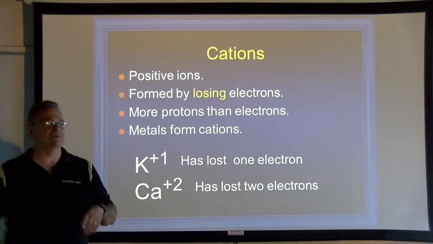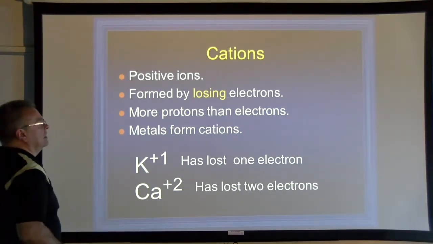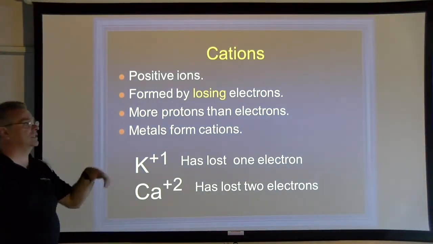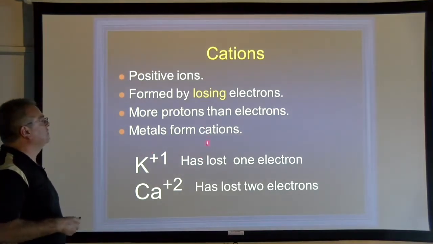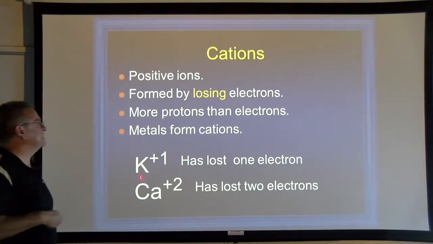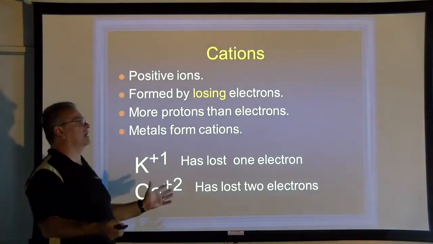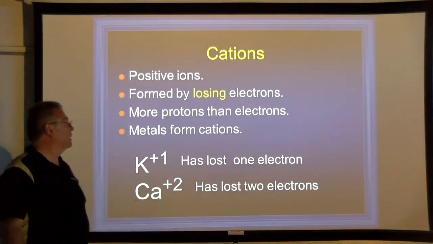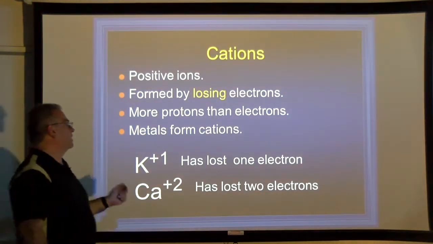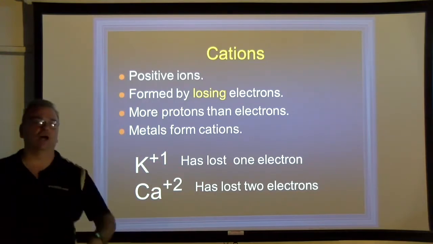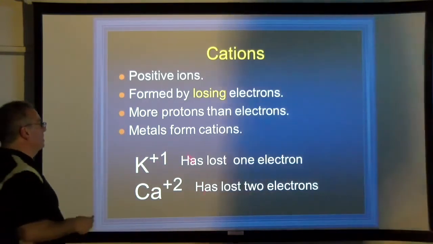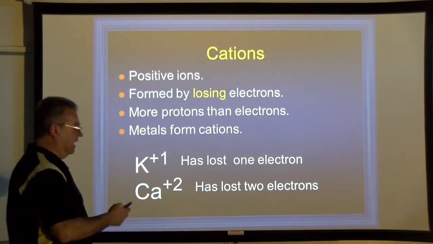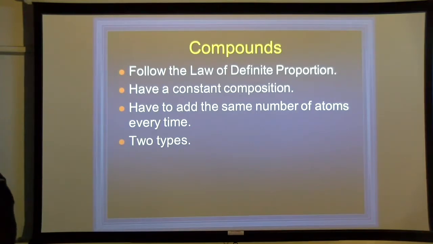Those metal atoms become cations. Cations are positive ions, and they became cations by losing electrons. So metals form cations. A potassium atom would lose an electron and become a positive ion by losing that 1 electron. And calcium, which has 2 valence electrons, would lose 2 electrons to become the calcium cation. Now, when we're naming these ions, it's really quite simple, and we're going to go over that.